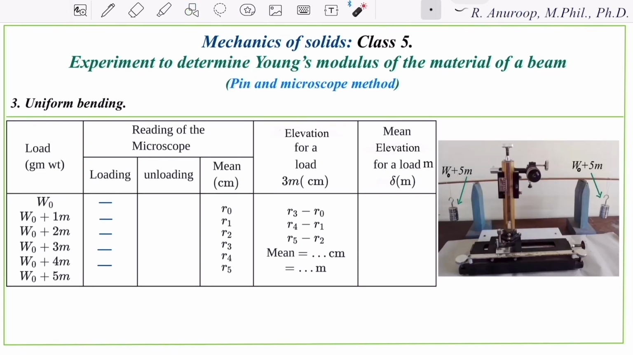Now add one more weight. Now the weight on both weight hangers is W0 plus 5m. Now the readings on the traveling microscope are noted, and the reading on the vertical scale is written in the loading column corresponding to W0 plus 5m.